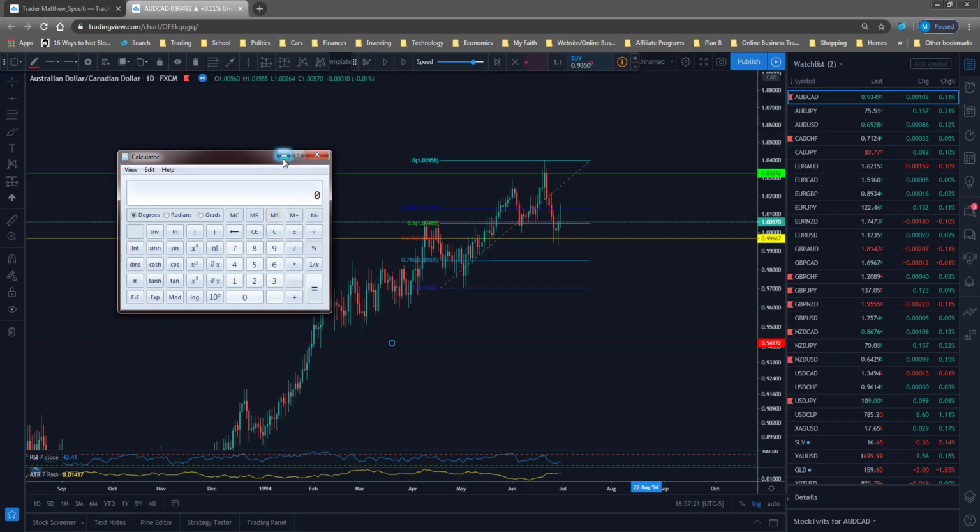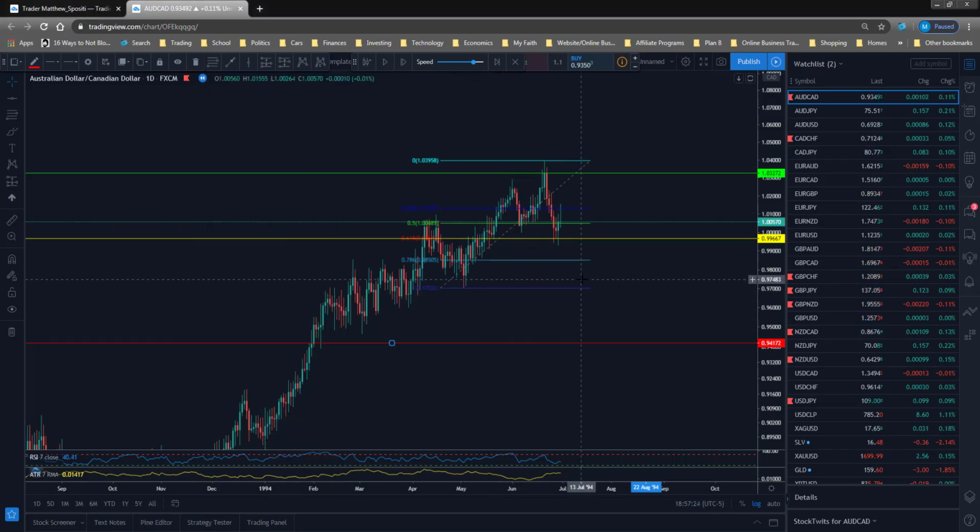So we're not quite at 246 pips. But this is dynamic, right? It goes with the market. Now, right away, we can see here, let's go ahead and use our long position tool.